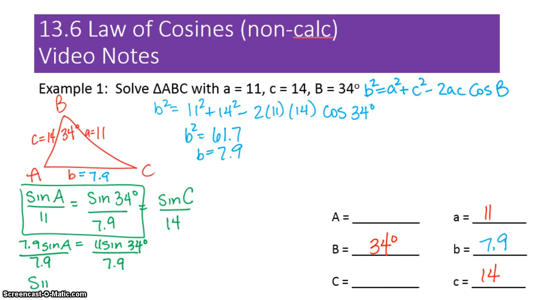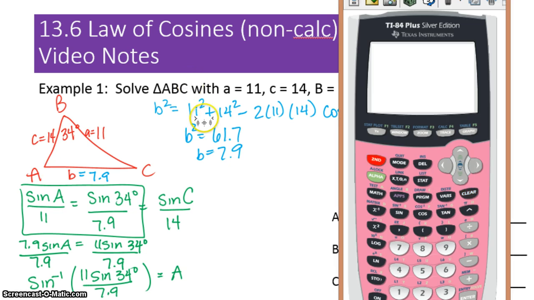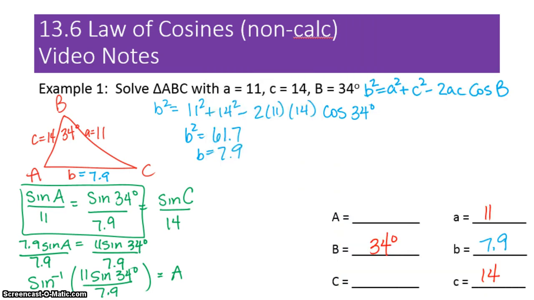So we're going to inverse sine of 11 sine 34 degrees over 7.9, and that will give us our angle measure A. Okay, so make sure it looks like this. You're going to do inverse sine, 11 sine 34, end the parentheses after the 34, divided by 7.9, end parentheses from before the 11, enter, we get 51.1. So angle A is 51.1.